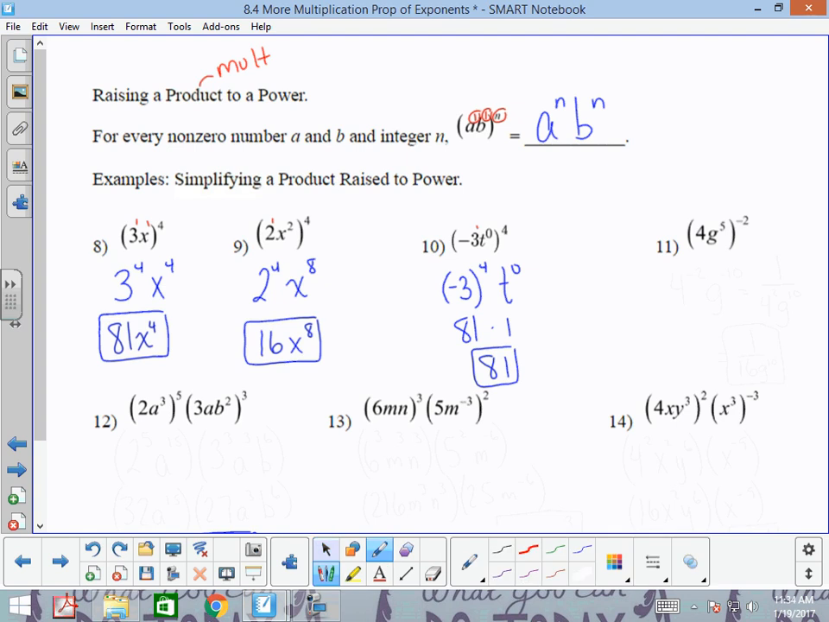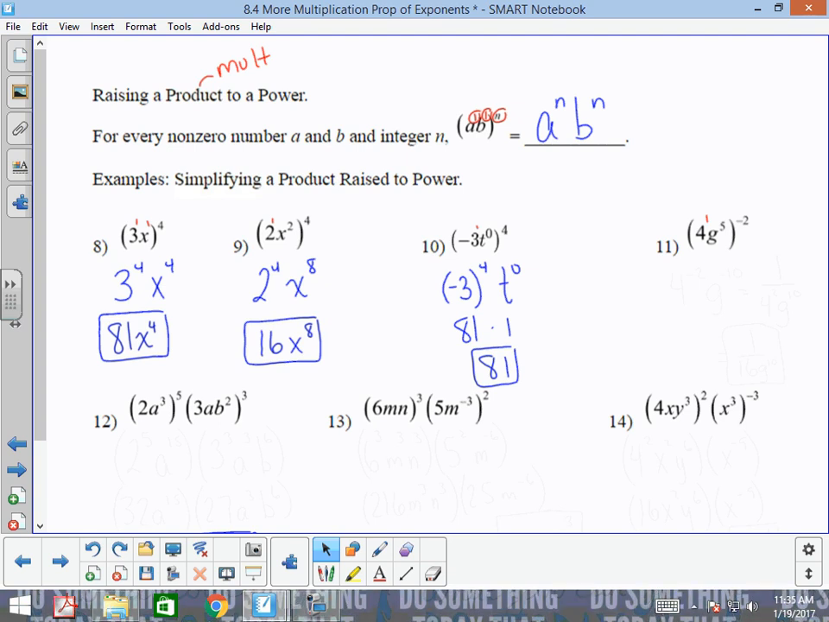All right, number 11. The exponent for the 4 is a 1. The g has an exponent of 5. Multiply both exponents times the negative 2 on the outside. So that's 4 to the negative 2, g to the negative 10.